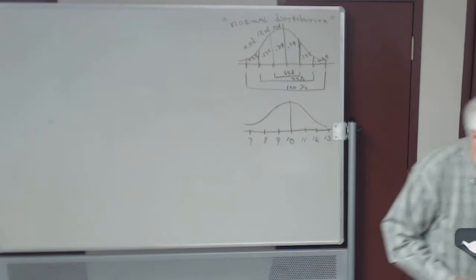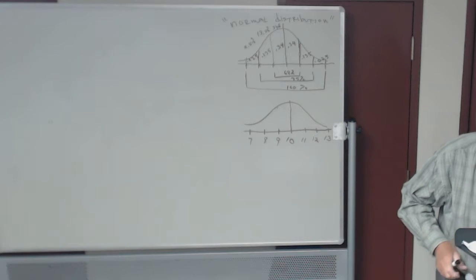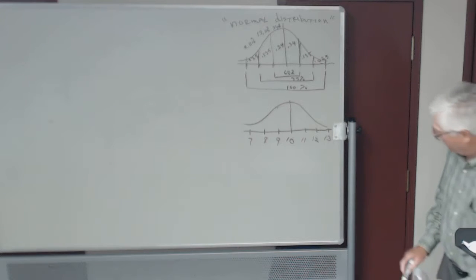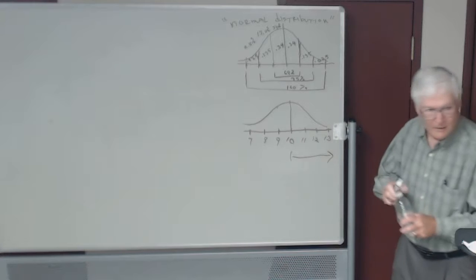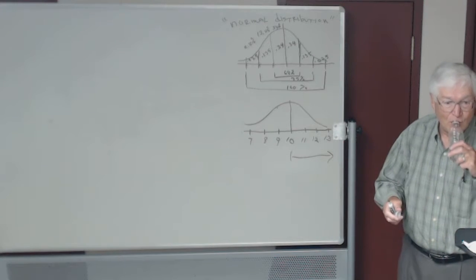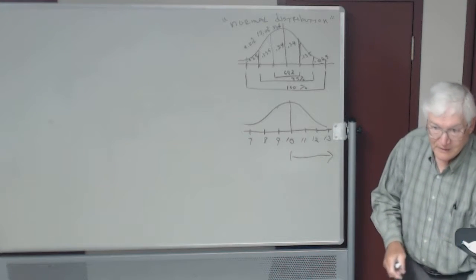Now I can answer the question. What's the probability that one of these lines has a breaking point of more than 10? Isn't there a 50% chance? And that's 50%, isn't it? Everybody see why it's 50%?